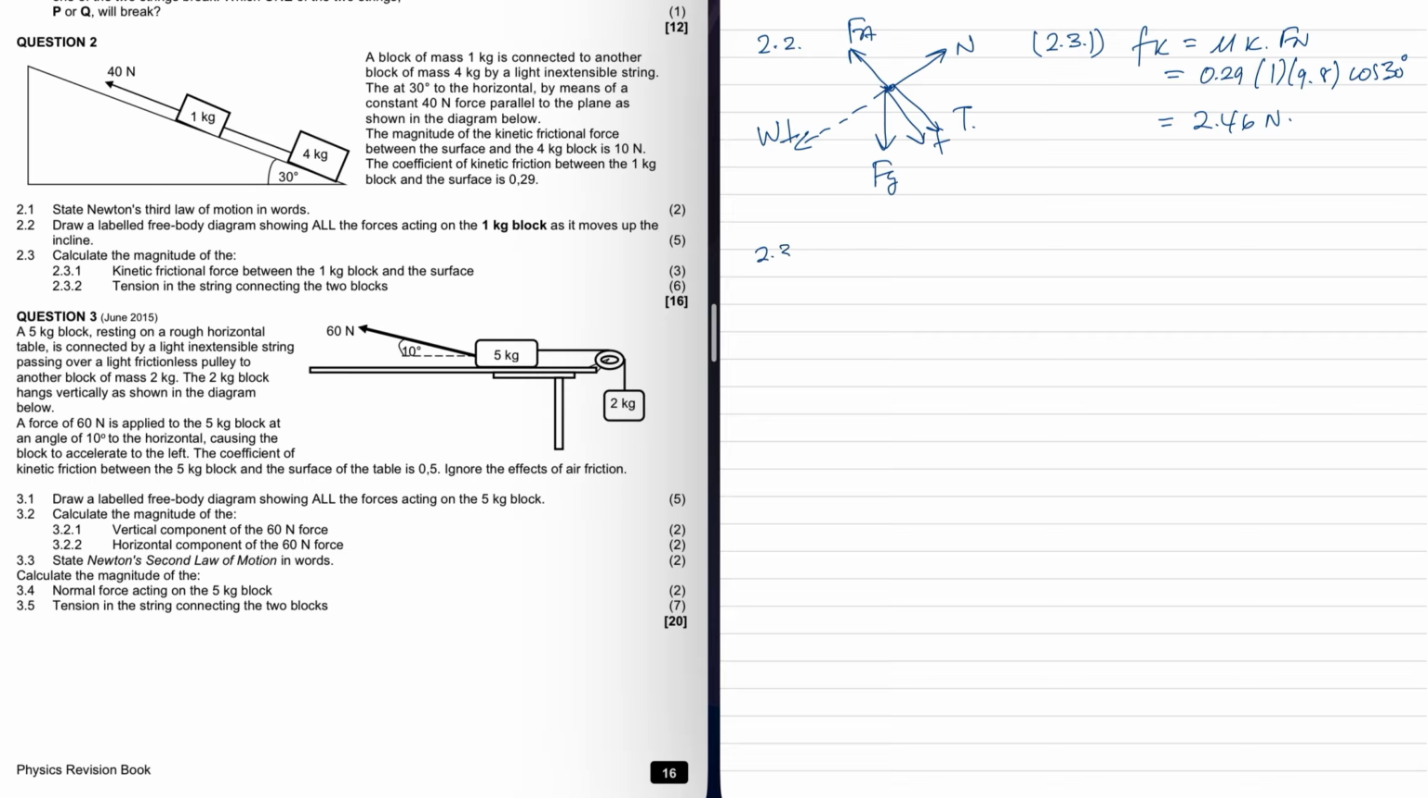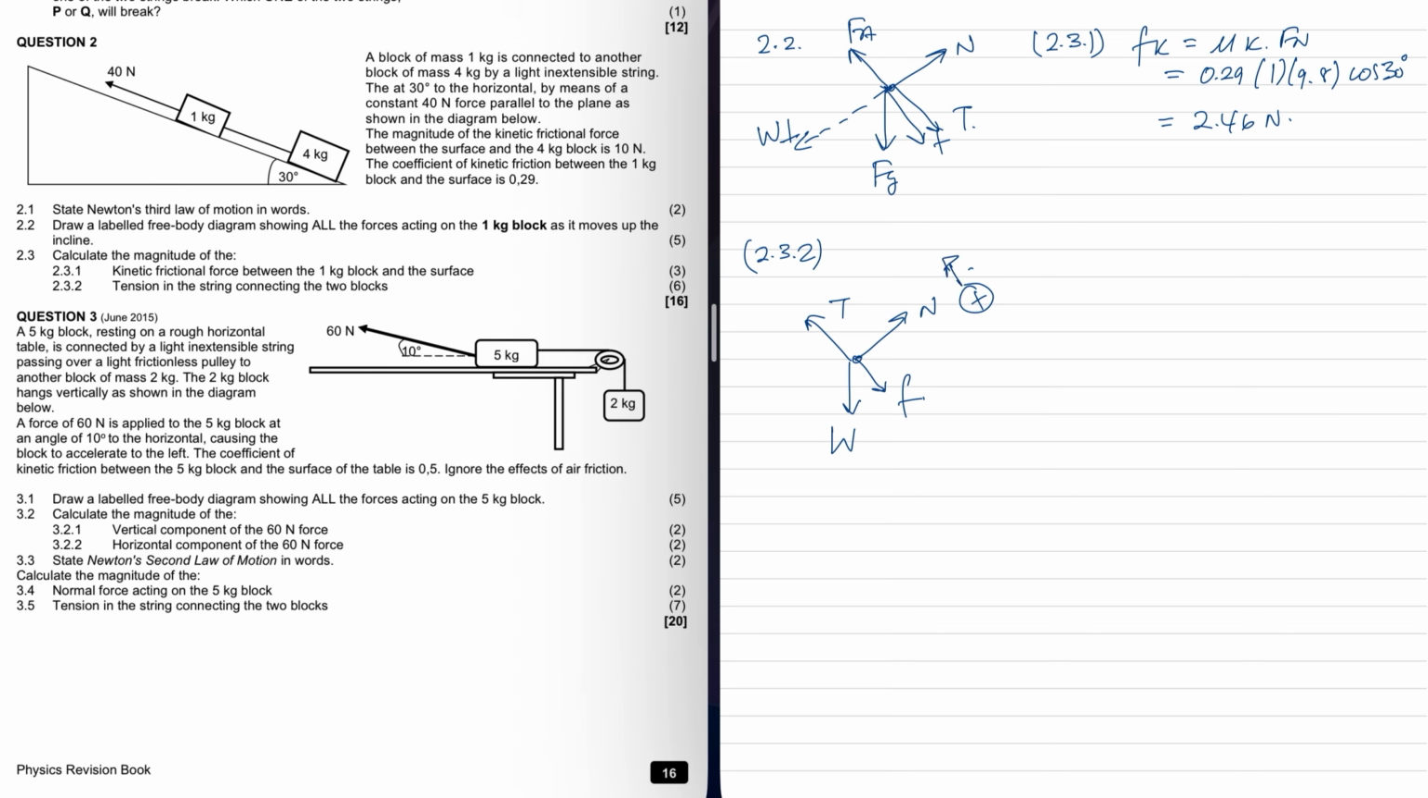Now question 2.3.2 says, calculate the tension in the string connecting the two blocks. So once again, we'll apply F net equals ma to both blocks. I'm going to draw a free body diagram for the 4 kilogram block. There's going to be tension, there's going to be normal, gravity or weight, and friction. Now let's choose up the slope as positive.